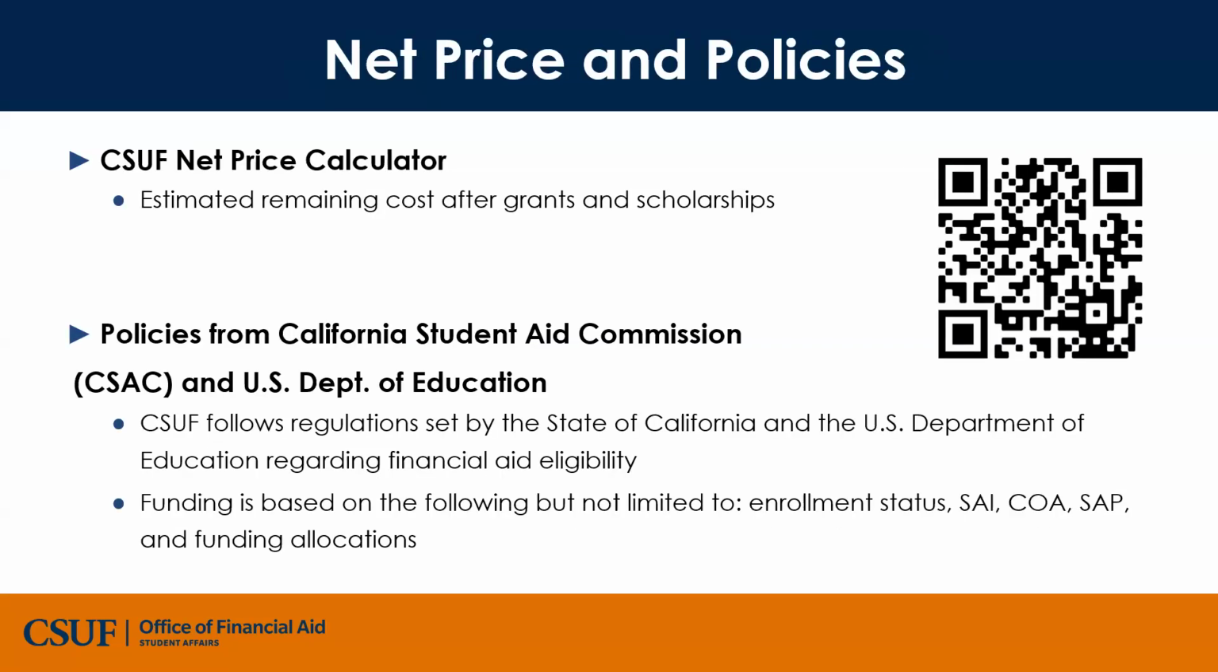Net price and policies. For students hoping to better understand their net cost of attendance, you may visit the net price calculator by scanning the QR code. This will estimate the remaining costs after grants and scholarships are applied and will determine your out-of-pocket expenses. Please keep in mind that here at Cal State Fullerton, we follow policies that are implemented by the state of California through the California Student Aid Commission and the Department of Education. CSU follows these policies in order to award financial aid eligibility.